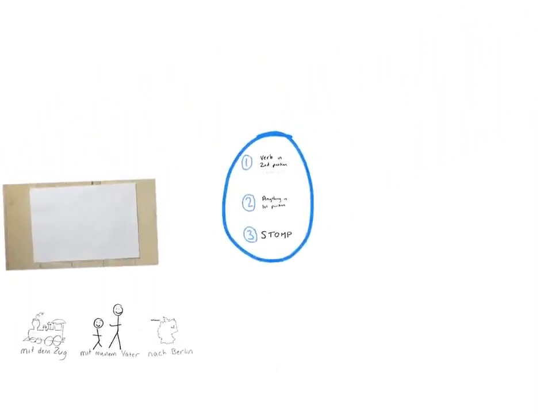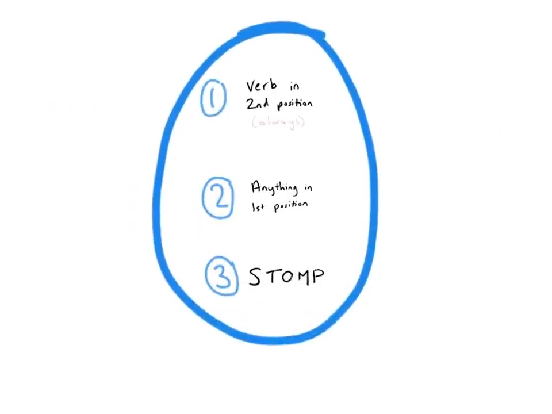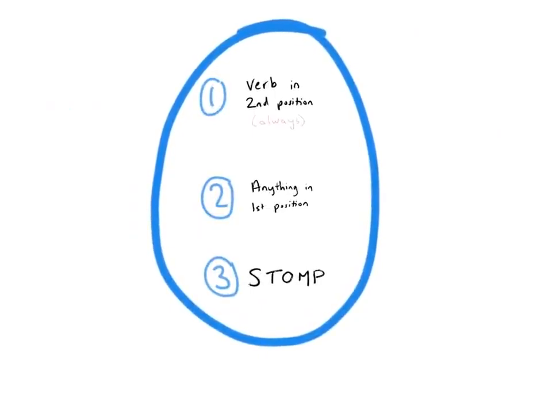So to recap, in a standard German statement, the verb is always in second position. Anything can go in first position, and everything after the verb follows the rules of STOMP.